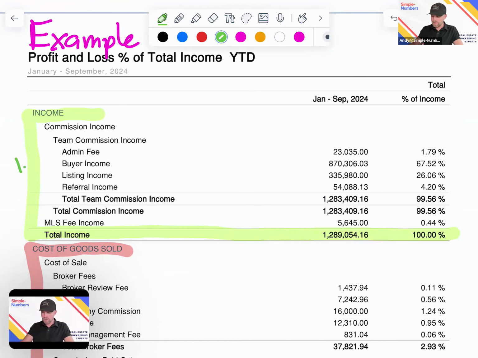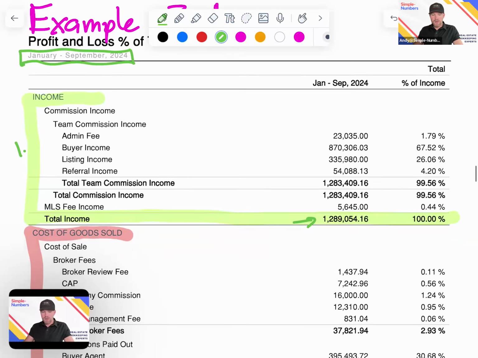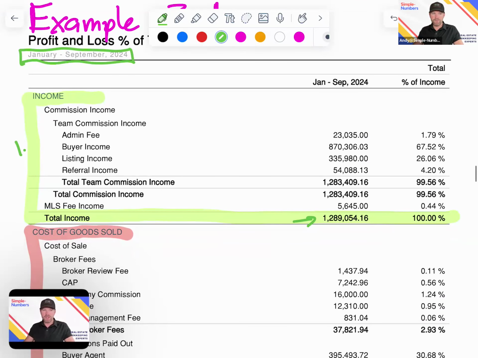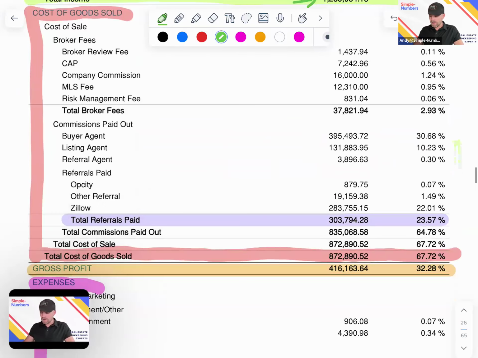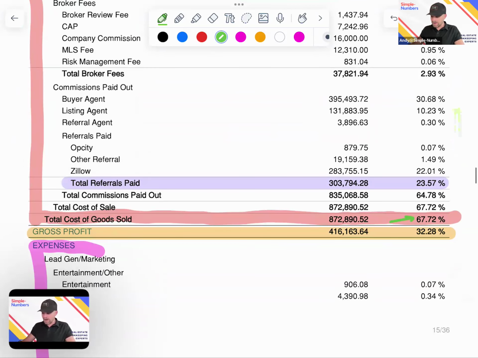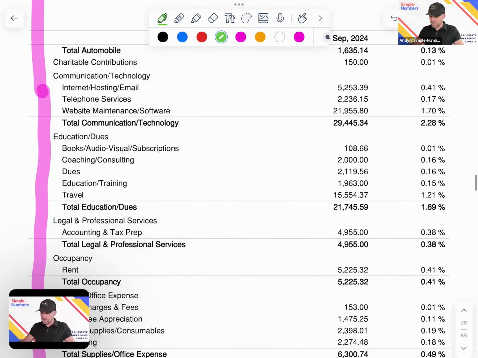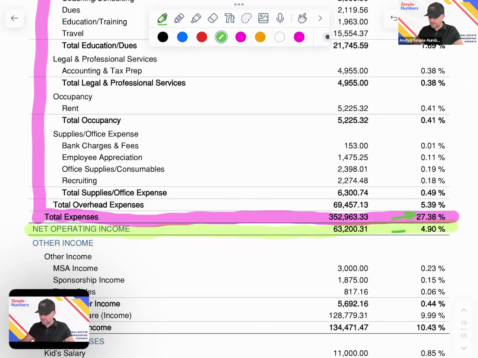So here's our total income, 1.3. This is January through September of this year on this team, 1.3 million. This is zero owner production. So this is the team that runs without the owner selling. So that's our income. Then we have our cost of sale, 67%. It's high. And we're only left with 32% in gross profit. Then we've got to pay the bills. We're at 27. And so the balance is about 5%.